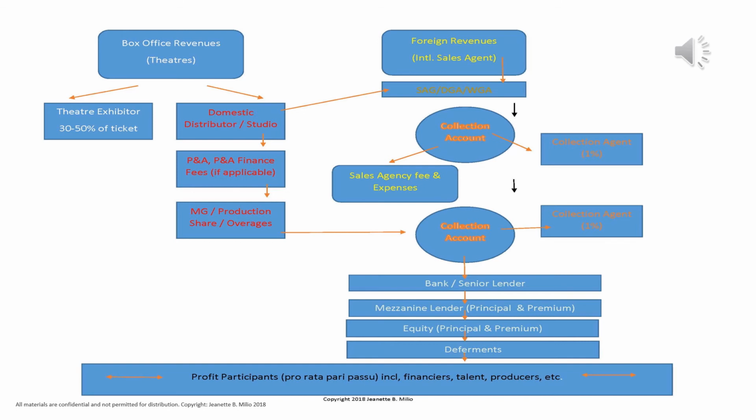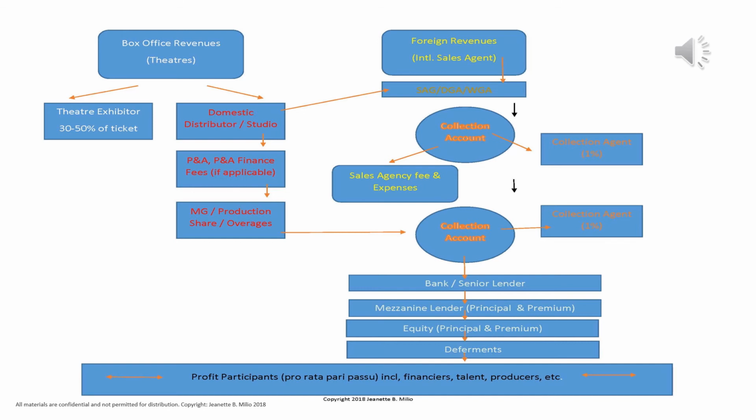The collection agent will charge 1% of the revenues that have been placed in the collection account. The sales agent will then be next in charging the sales agency fee and expenses. And after that, the bank will start recouping. We mentioned before that it is very possible that the bank decides, I want to be first, all of you have to come after, which means SAG would be pushed back, the sales agent would be pushed back, the collection agent would be pushed back. Everyone would be coming after the senior lender. So this is a possibility.